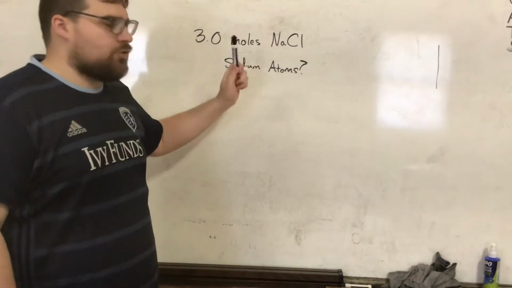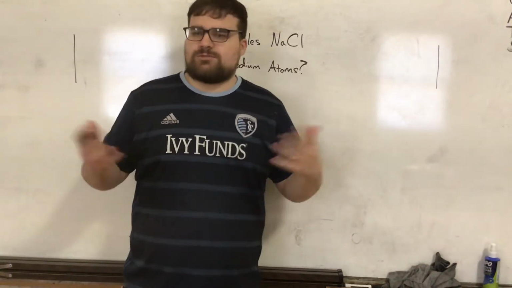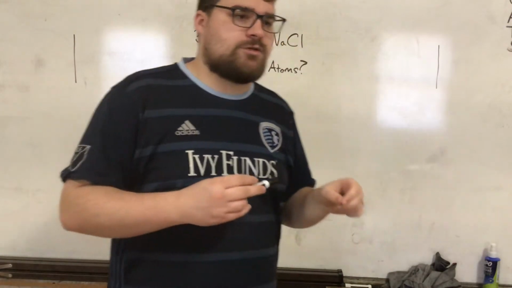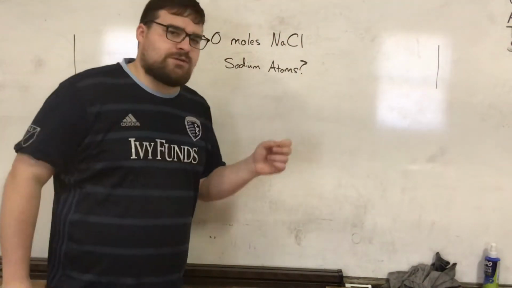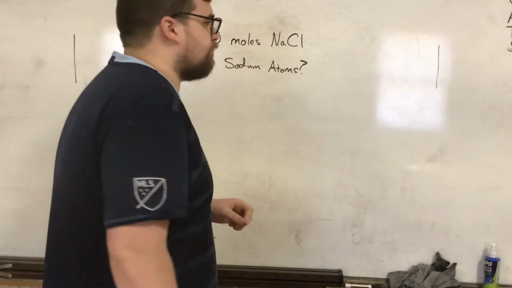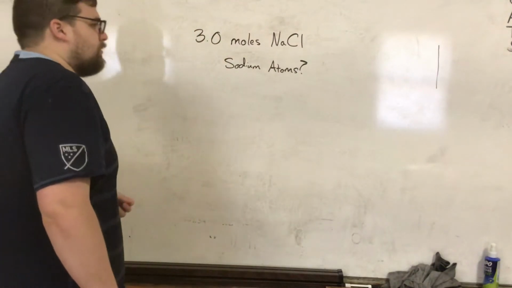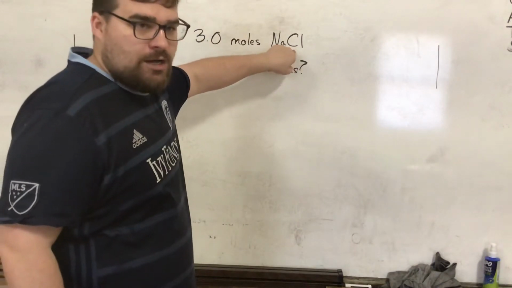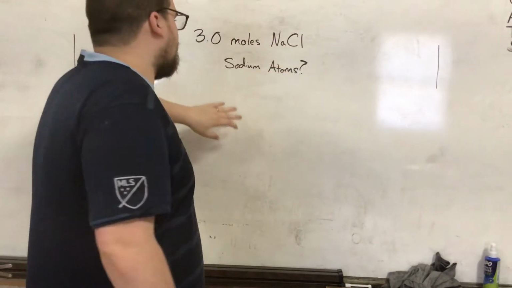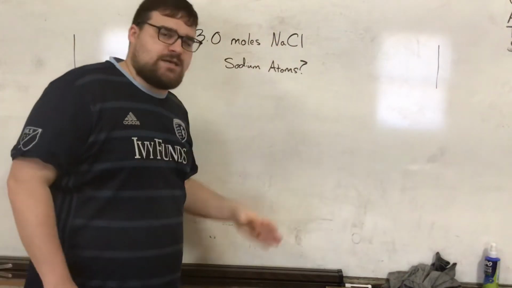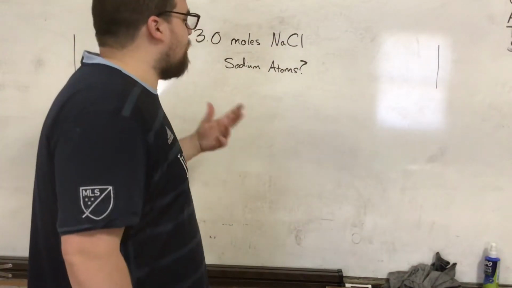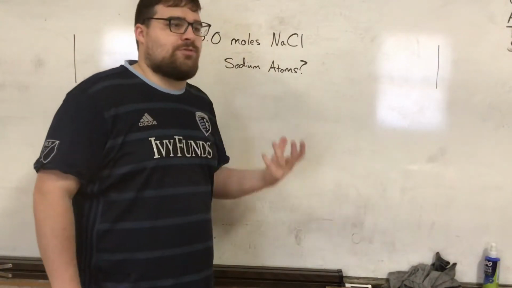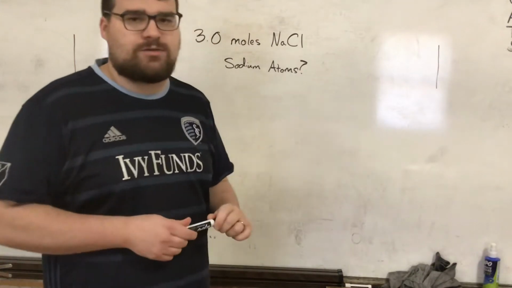So here's what we want to think about. Is every molecule of NaCl sodium? Well, I mean, there's sodium in it, but there's not just sodium there, right? Not just sodium. So here's what we have to figure out. We have to think about what is the chemical makeup of this molecule and how do we use that chemical makeup to determine how many ions or atoms of sodium are present in 3 moles of this.